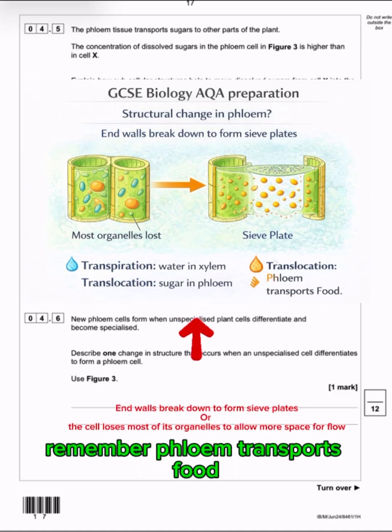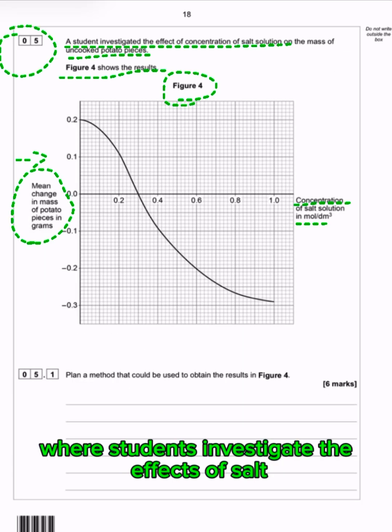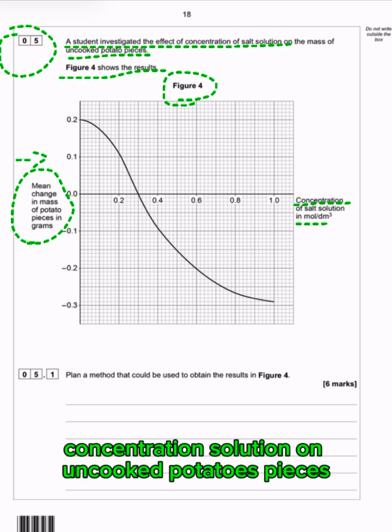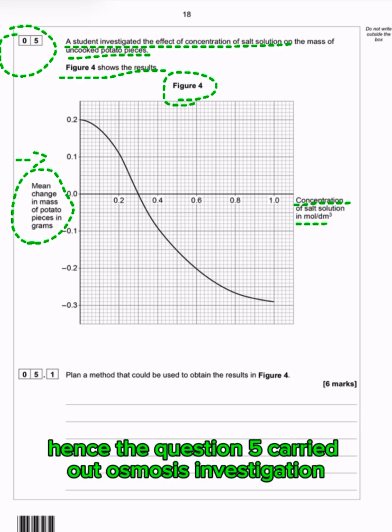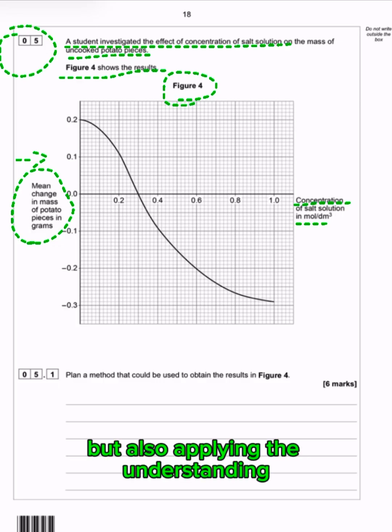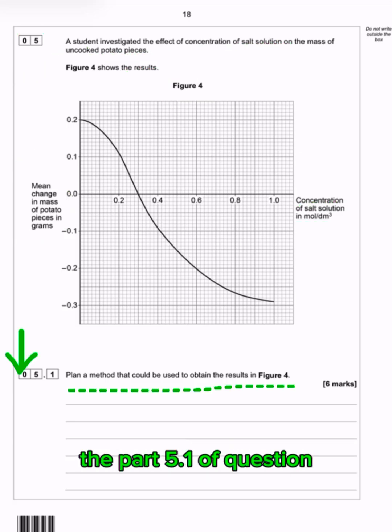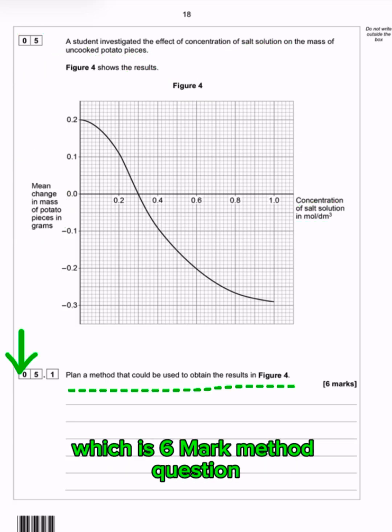Remember, phloem transports food. Let's move on to the next slide, where students investigate the effects of salt solution concentration on uncooked potato pieces. Question 5 covers an osmosis investigation, not only the definition but also applying the understanding of the idea scientifically. The first question starts with the experiment setup. Part 5.1 is a 6 mark method question.